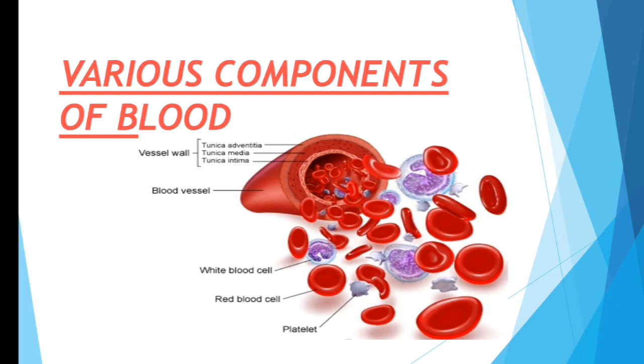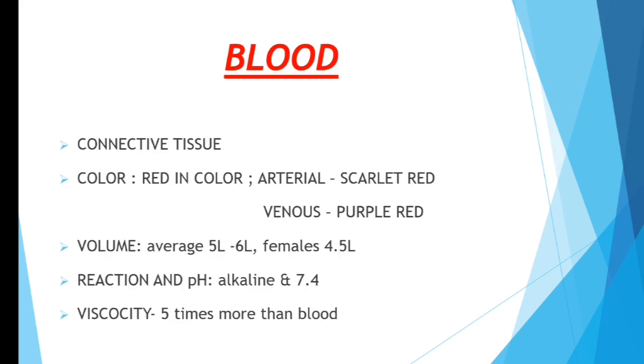So today we'll discuss the various components of blood. Blood is a connective tissue and it is the most important fluid of life, basically because it carries oxygen from the lungs to the different tissues of the body and carbon dioxide back to the lungs.